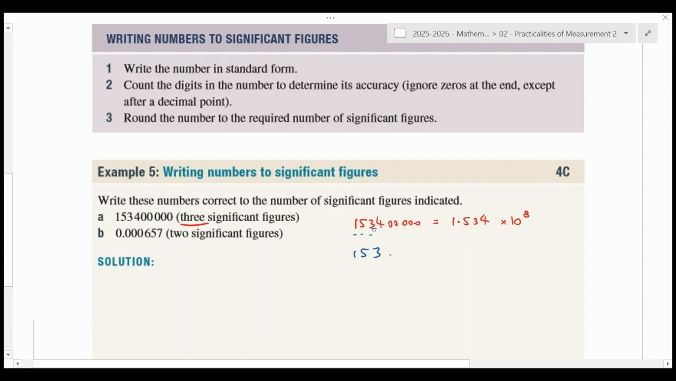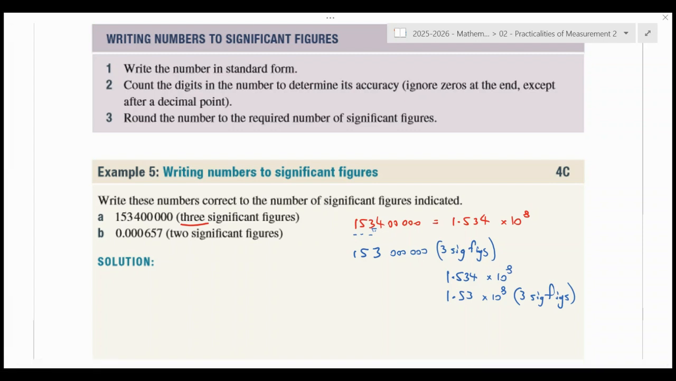So we could write that as 153 followed by the zeros. That would be correct to three significant figures, keeping it in that form. However, we can also take our 1.534 times 10 to the power of 8 and write that as 1.53 times 10 to the power of 8, 3 sig figs. And that is now to three significant figures as well. So both of those answers are correct as far as I'm concerned.